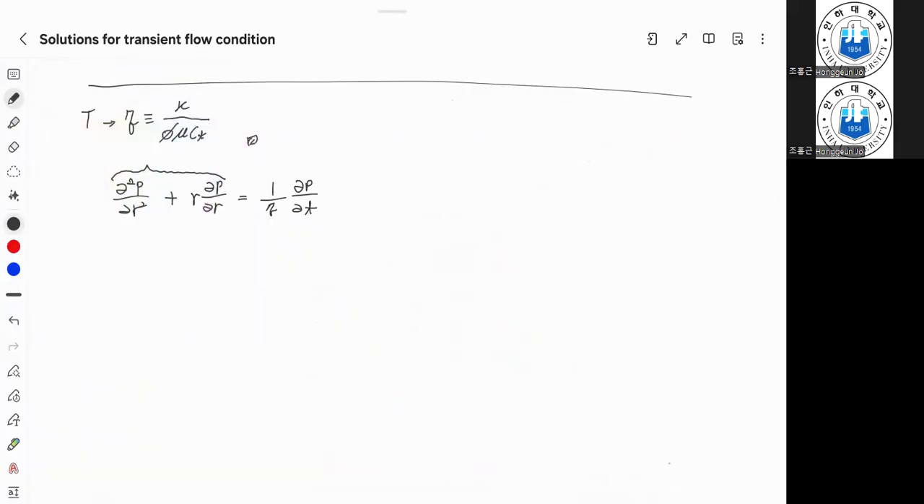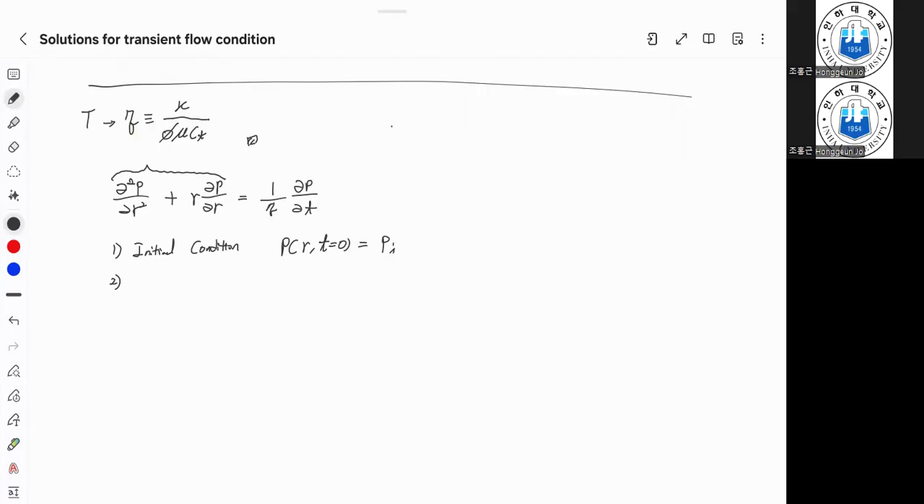So to solve this equation, we need three additional conditions. First, we need an initial condition, which is that when the time is 0, the pressure is constant at the initial pressure. And there are two boundary conditions.